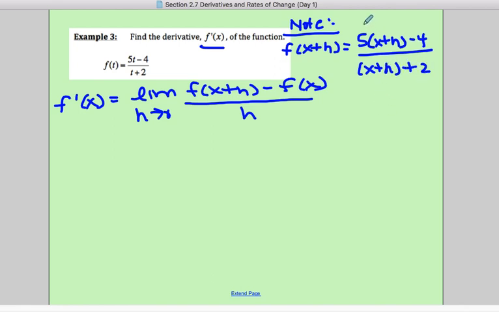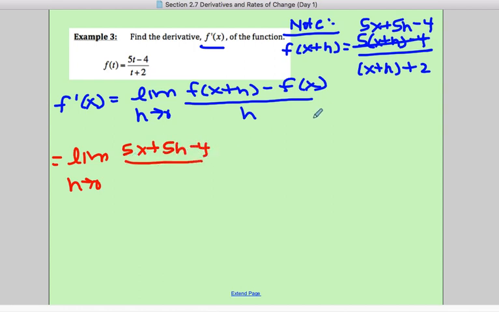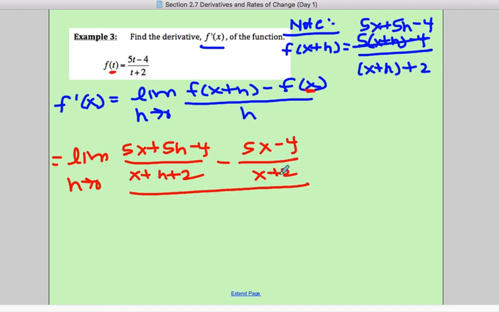Okay, so I'm just going to rewrite the top up here. This is really 5x plus 5h minus 4. Okay, now I'm going to plug it in. We will have our limit as h approaches 0 of f of x plus h. So we got that 5x plus 5h minus 4 all over x plus h plus 2. And I don't need to rewrite the parentheses on this piece because there's no distributing that needs to happen. And then minus f of x. Notice this is f of t, so I need to write it with x's instead of t's. So I'd have 5x minus 4 all over x plus 2 all over h.